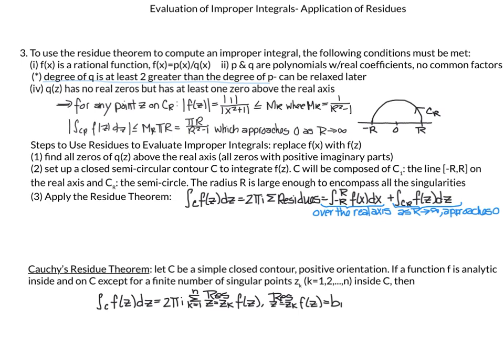And it was not sufficient just to be greater than the degree of P, because we're multiplying by this other factor of r that we get from the length of the curve. So it has to be at least 2 greater than the degree of P.